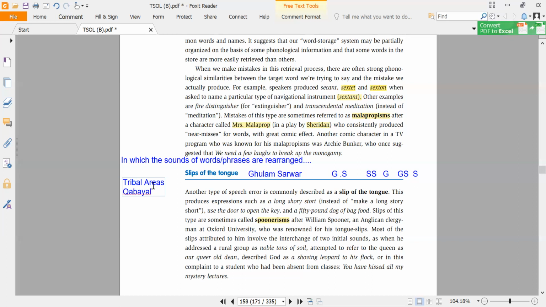Later on, I provided the correction. I said, Mr. So and so, it's not trabile areas, it's tribal areas, right? So again, you see, rearranging of sounds. This is what we call slip of the tongue.